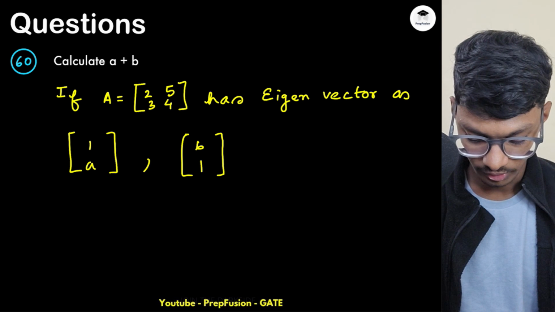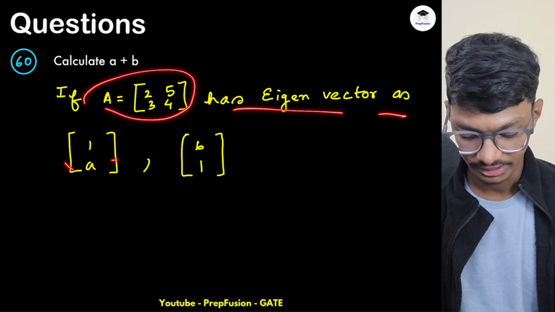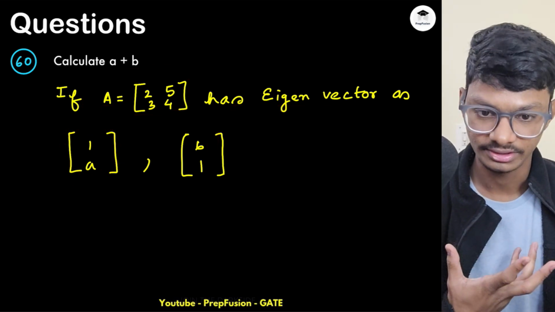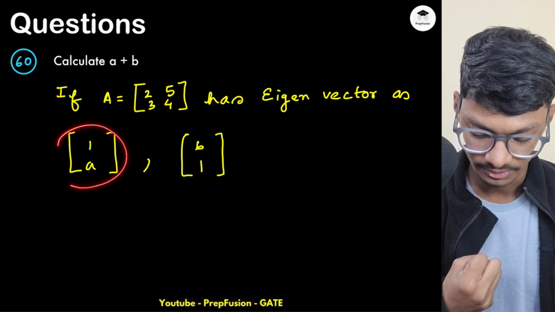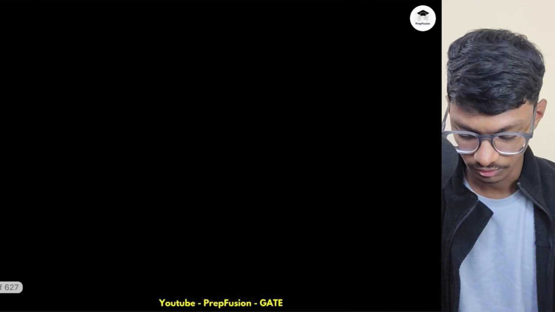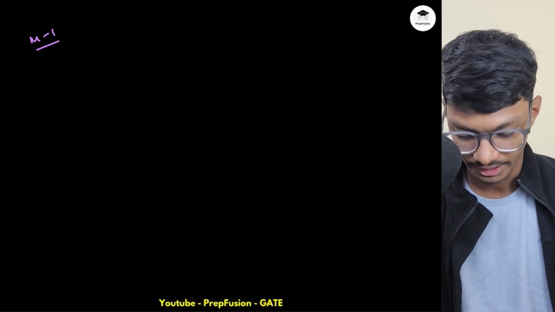Here we have to calculate a plus b if this matrix A has the eigenvectors (1, a) and (b, 1). What you can do is find the eigenvectors and solve from there, or you can directly put this value in this equation and solve from there also. So there are two methods. Let's do the first method. First we'll find the eigenvalues.